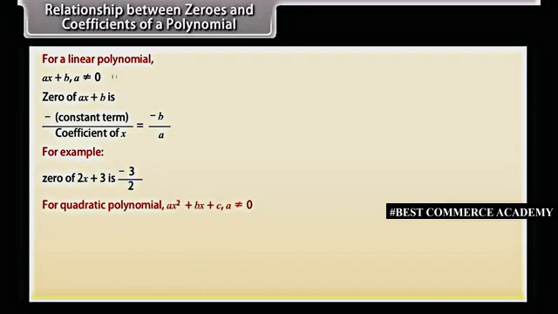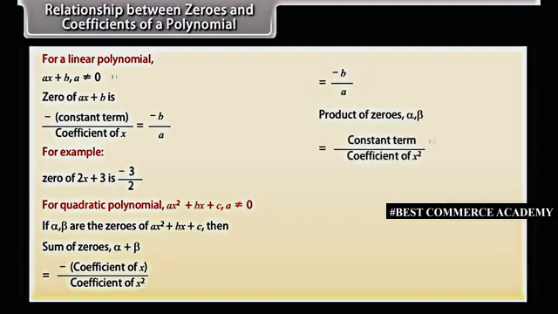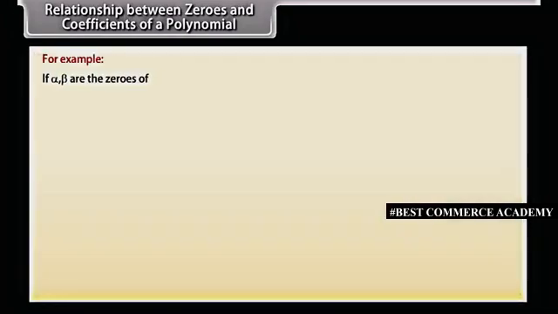For a quadratic polynomial ax square + bx + c, a is not equal to 0. If alpha, beta are the zeros of ax square + bx + c, then the sum of zeros, alpha + beta, is equal to minus coefficient of x upon coefficient of x square, which equals -b/a. Product of zeros, alpha beta, is equal to constant term upon coefficient of x square, which is c/a. For example, if alpha, beta are the zeros of 2x square + 3x + 2, then alpha + beta = -3/2. Alpha beta = 2/2, which equals 1.